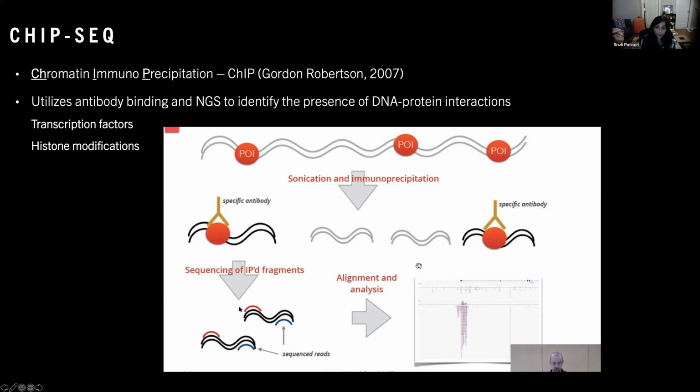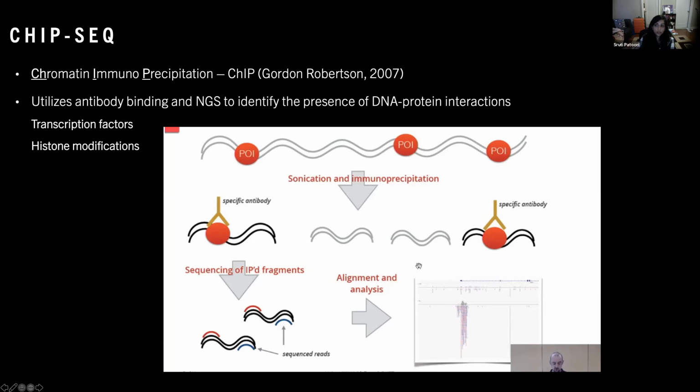And then once again, you have a tag on the end, you know the sequence of the tags, so you can amplify the fragments and take them to get sequenced. And this is from a YouTube video. So this person showed how those reads map up against the genome.